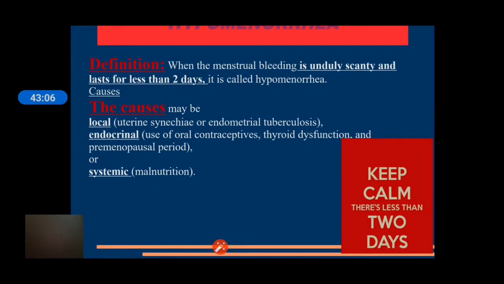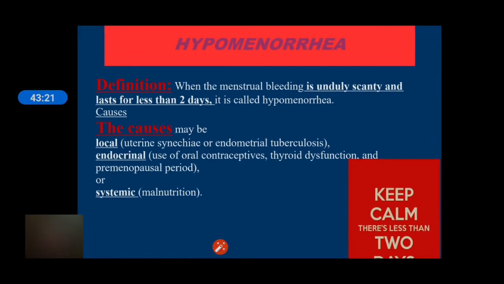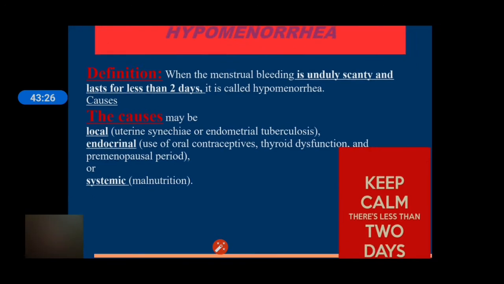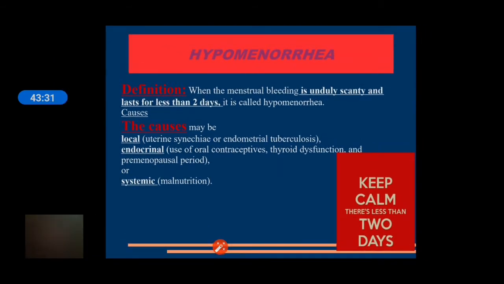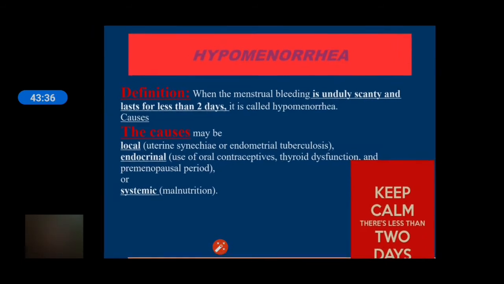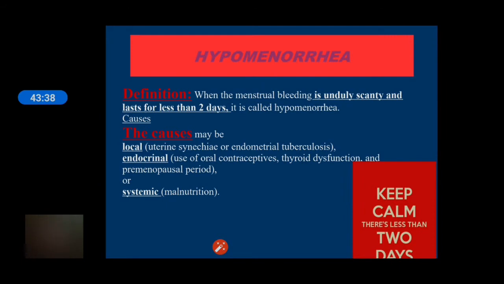The causes may be local, endocrinal or systemic. The local causes include uterine synechiae, that is the formation of adhesions inside the uterus, or endometrial tuberculosis, which can also cause adhesions leading to hypomenorrhea. Endocrinal causes include use of oral contraceptives, thyroid dysfunction and the premenopausal period. Systemic causes include malnutrition. If she is malnourished, with low HB, anemia, pallor and low weight, hypomenorrhea occurs. Malnutrition is one of the commonest causes.